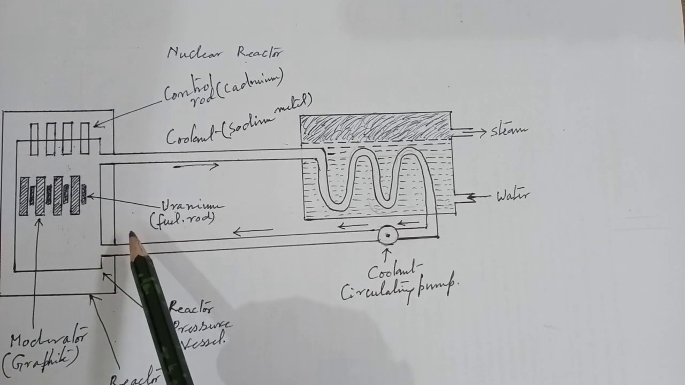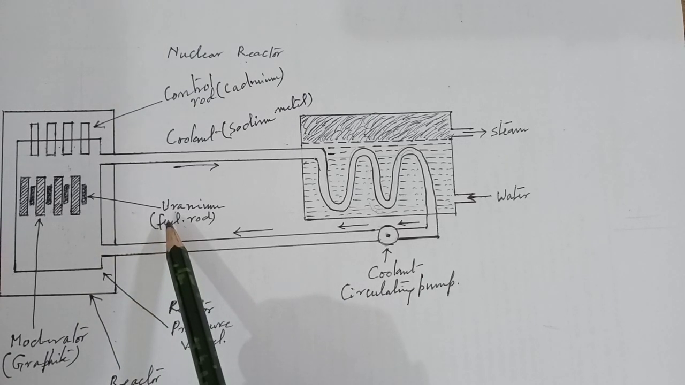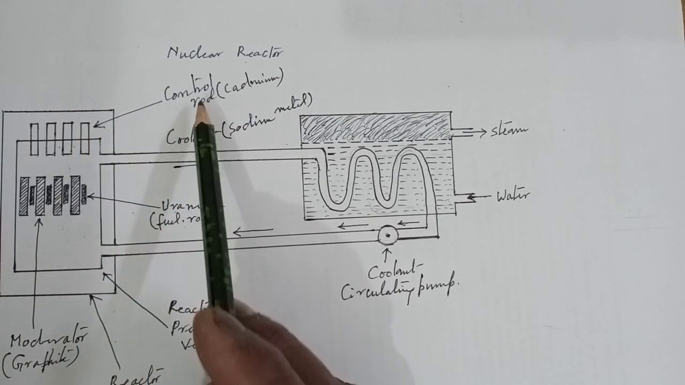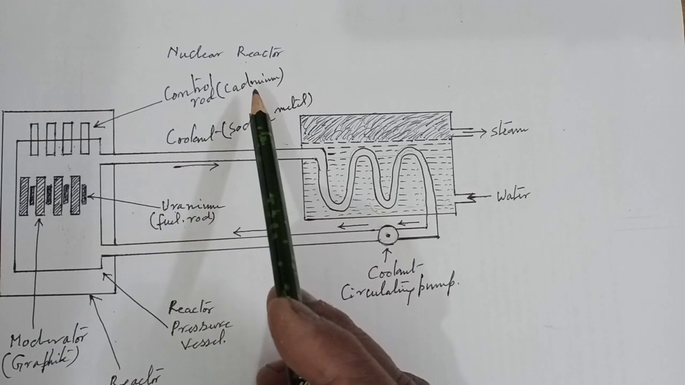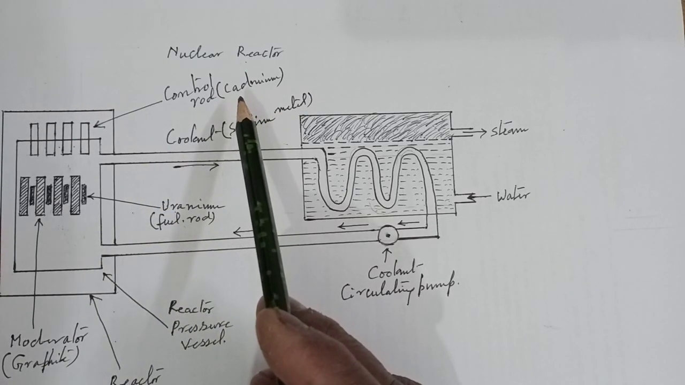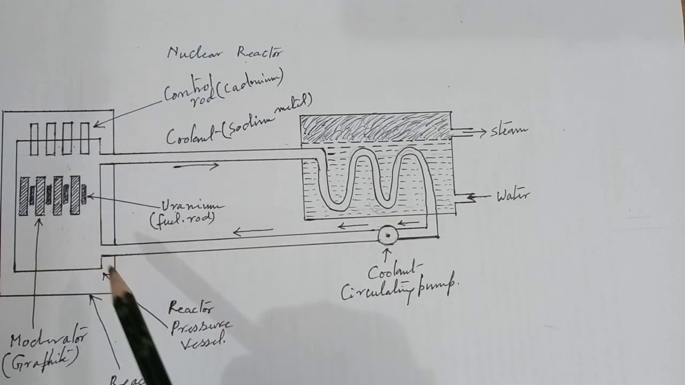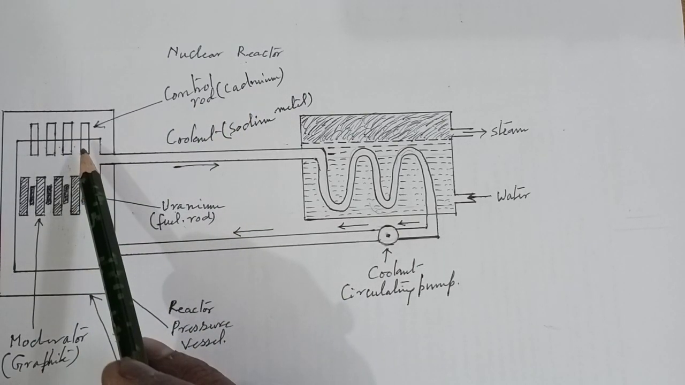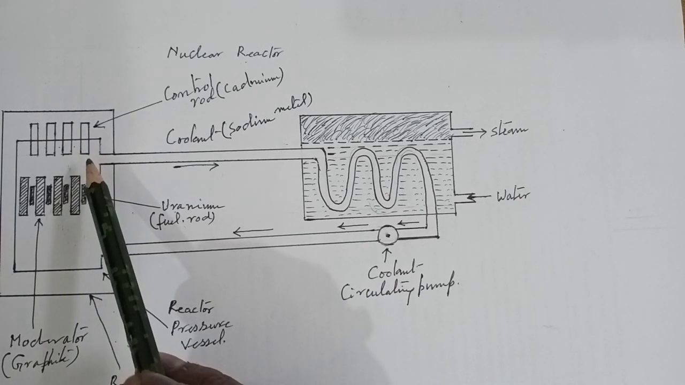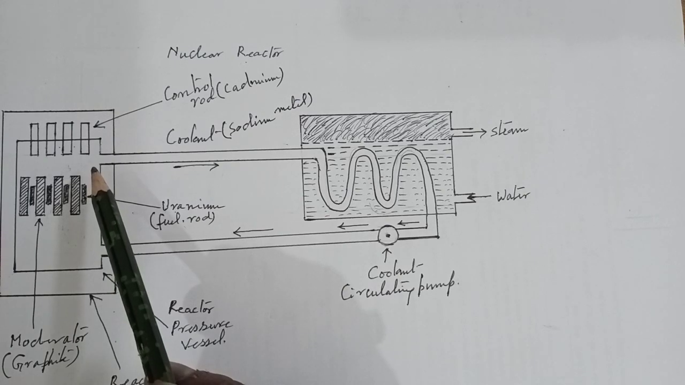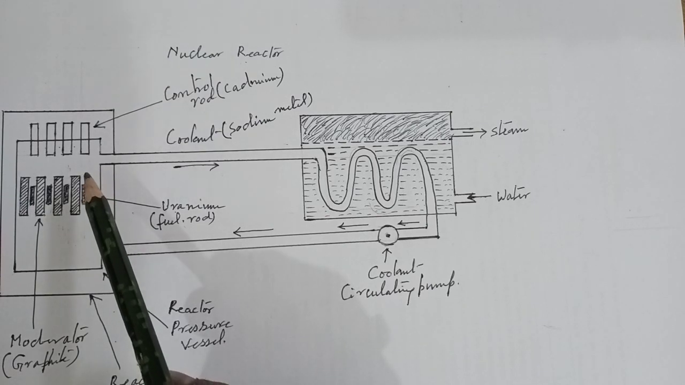The moderator slows down the neutron before they bombard the fuel rod. The control rod are of cadmium and are inserted into the reactor. Cadmium is a strong neutron absorber and thus regulates the supply of neutrons for fission.